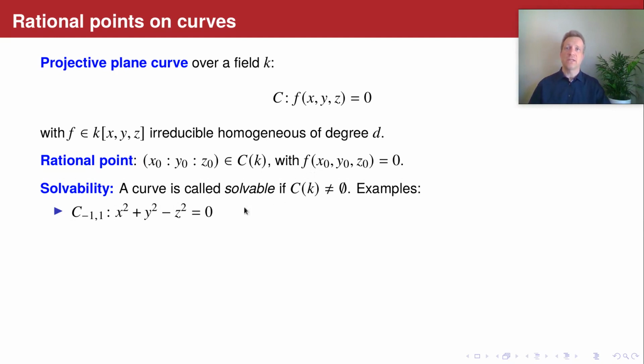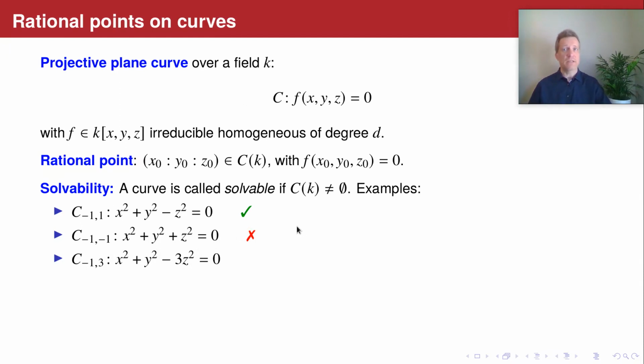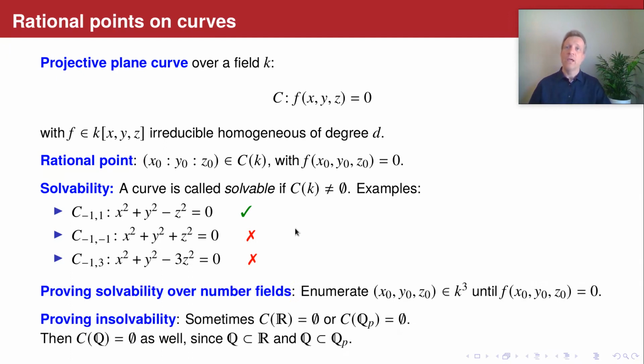For instance, if one takes the equation for the standard circle, x squared plus y squared minus z squared, it's easy to see that there are rational solutions to this. On the other hand, if we take x squared plus y squared plus z squared equals 0, then there are no non-zero solutions, and so there are no projective points on the corresponding curve. And similarly, if one takes x squared plus y squared minus 3 times z squared, there are no rational points there either.